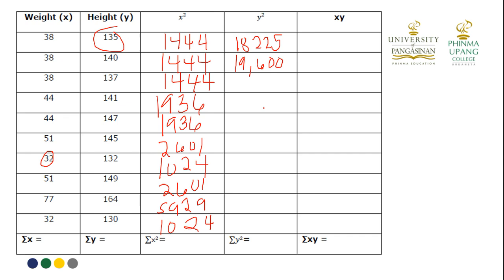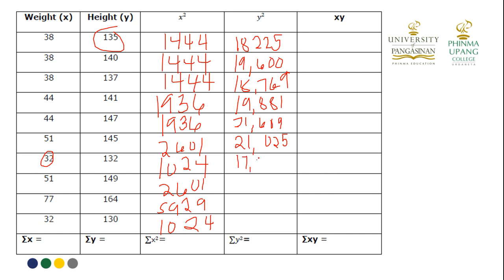What is 137 squared? 18,769. 141 is 19,881. How about 147? 21,609. 145 is 21,025.